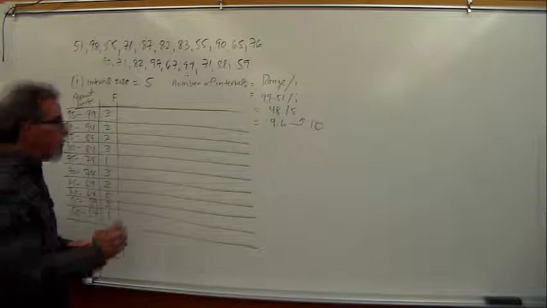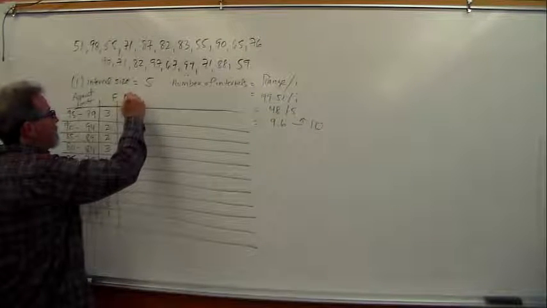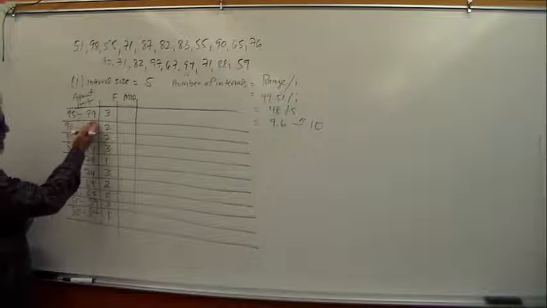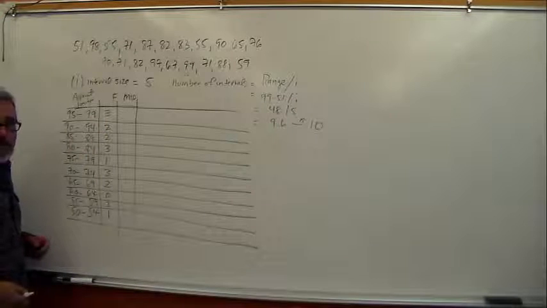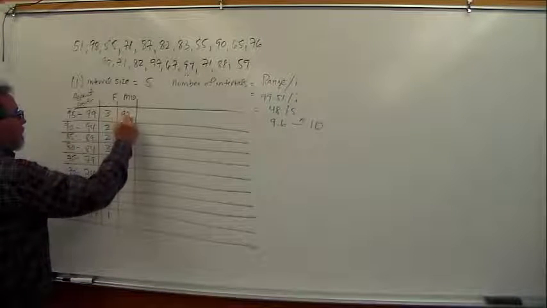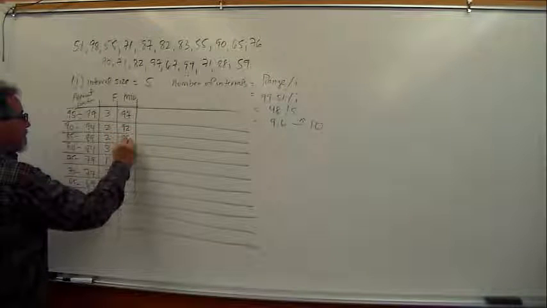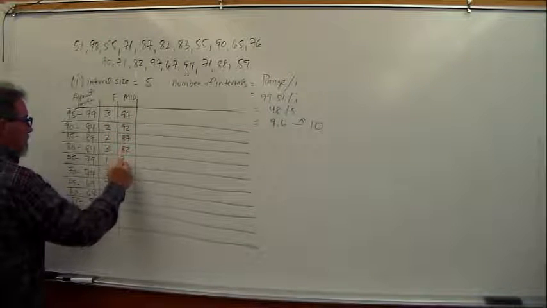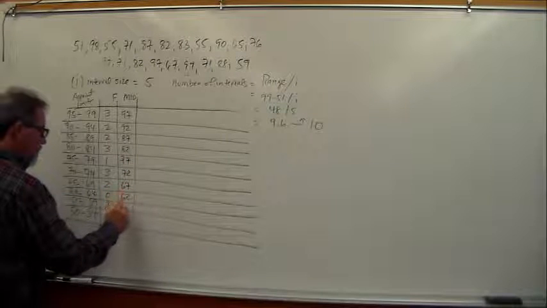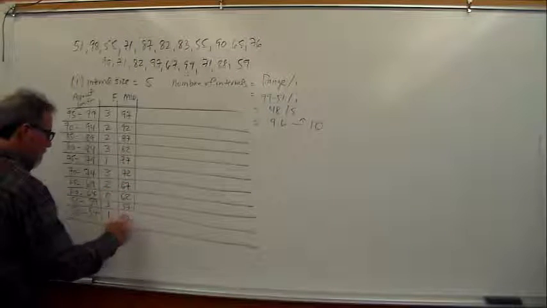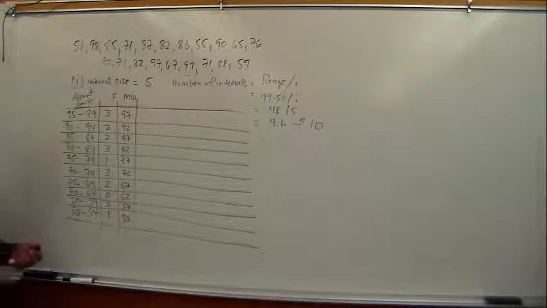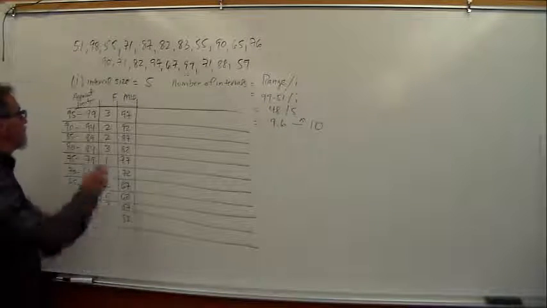Our next thing we want to solve for is midpoints. Midpoints are simply the lower limit plus the higher limit divided by 2. So when we do that, we come up with 97, 92, 87, 82, 77, 72, 67, 62, 57, and 52. Those are the midpoints.